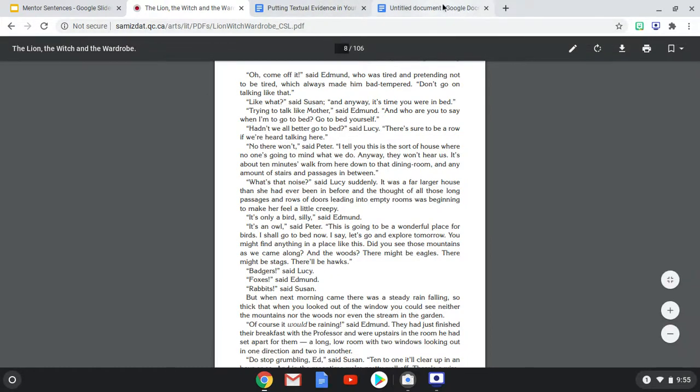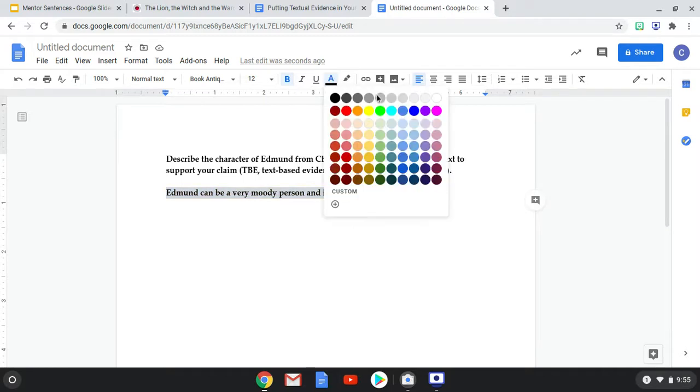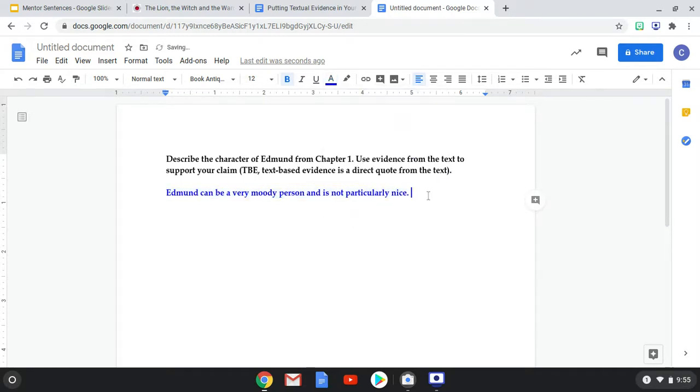So I might say, Edmund, how about, can be a very moody person and is not particularly nice. Okay, so that's my claim. I'll make it so it sticks out. I'm going to make it another color. So I'll make it blue. So Edmund can be a very moody person and is not particularly nice.